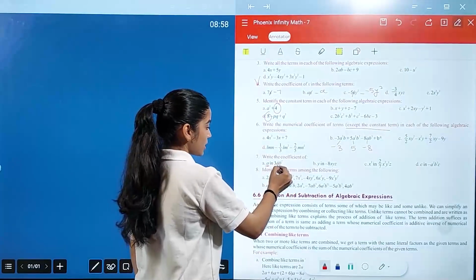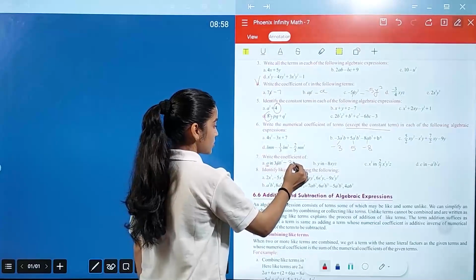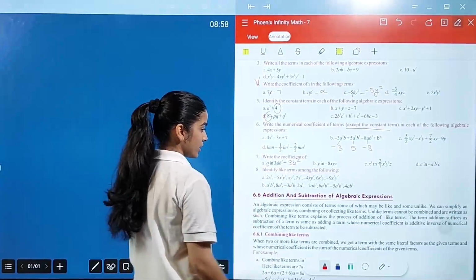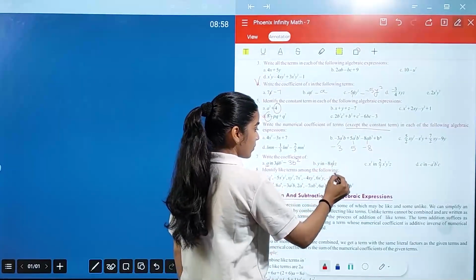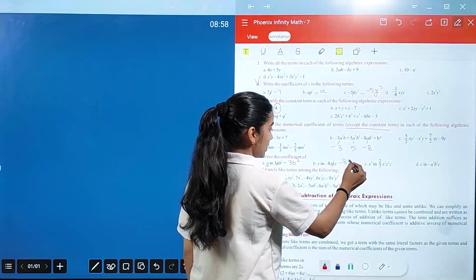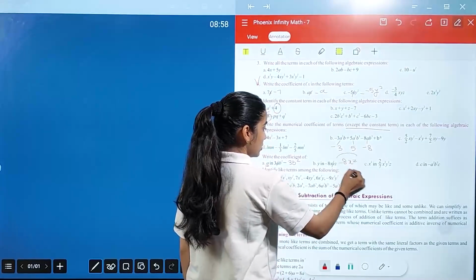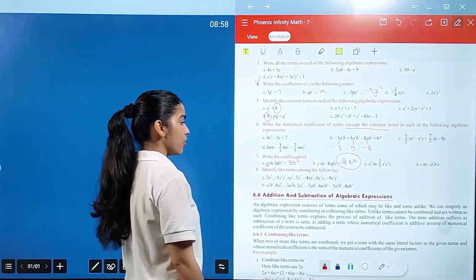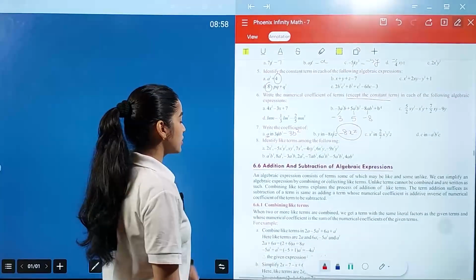Now question number 7, write the coefficient of a. So I have to cancel out a. It means 3b square is the coefficient of a. Y. So I have to cancel out y. I am left with minus 8xz. So this is the coefficient of y.